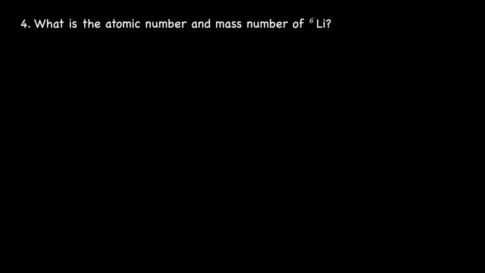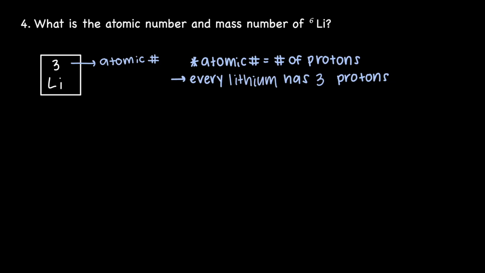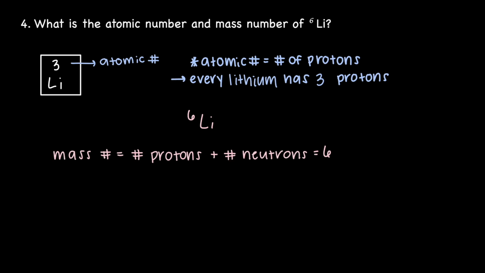Question 4. What is the atomic number and mass number of lithium-6? The atomic number is found on the periodic table. For lithium, that number is 3. This tells us there are 3 protons. The mass number is often confused with the atomic mass, but here it is explicitly given in the name lithium-6. This means the total count of protons and neutrons is 6. So lithium-6 has a mass number of 6 and an atomic number of 3.